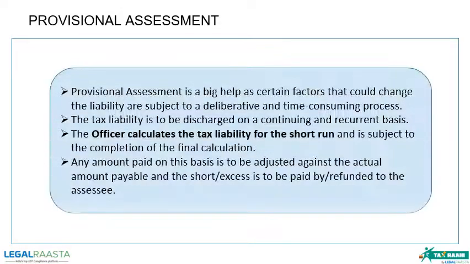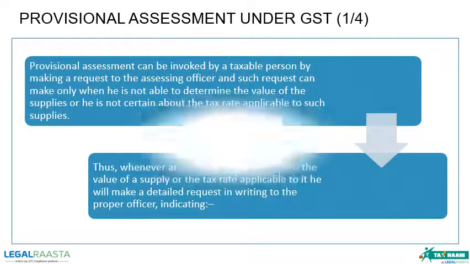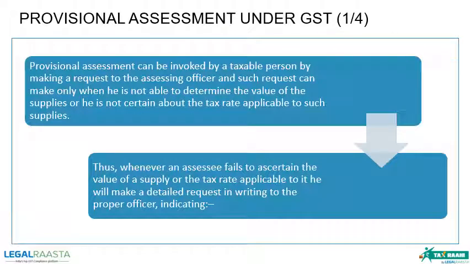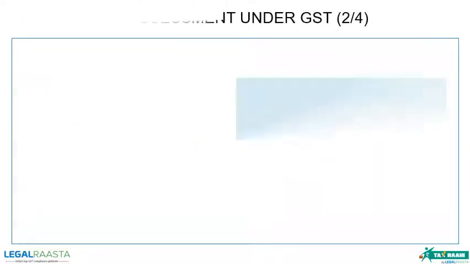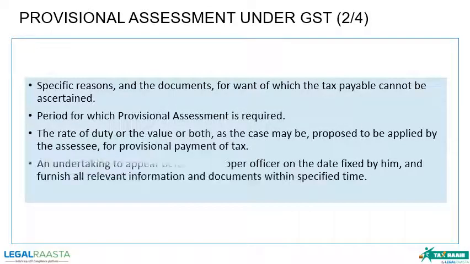In provisional assessment, a taxable person makes a request to the assessing officer, and such a request can be made only when he is not able to determine the value of the supplies or he is not certain about the tax rate. Thus, whenever an assessee fails to ascertain the value of supply or the tax rate, he will make a detailed request in writing to the proper officer indicating specific reasons for which tax payable cannot be ascertained, time period, rate of duty, and an undertaking to appear before the proper officer on the date fixed by him and furnish all relevant documents.